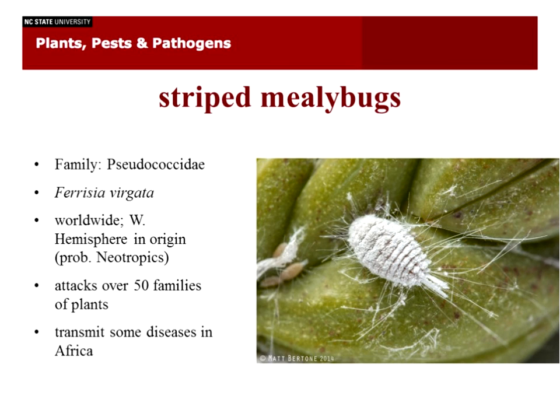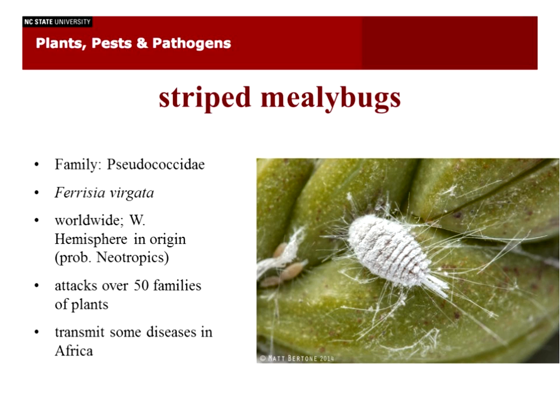So again, all mealybugs are in the family Pseudococcidae. This species is Ferricia virgata. Now, Ferricia actually was named after a famous scale taxonomist, Ferris is his last name. And basically this is another one where we don't know exactly where it's from, probably in the Neotropics. The genus Ferricia is known mostly from the Western Hemisphere, with a couple species scattered elsewhere, but most of the species are found in the Western Hemisphere.